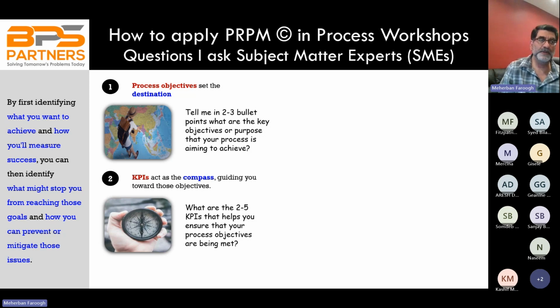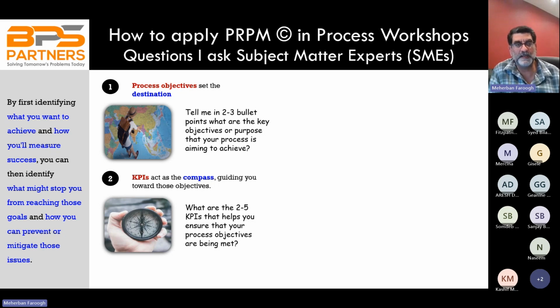Once they come up with the 2 to 3, and I say 2 to 3 can be 4 or 5, but I'm not looking for 10. It cannot be 10 to 15 objectives, right? Typically it's high level. So once they come up with those core objectives, or the purpose as to why that process is there, what the process is aiming to achieve, the next thing I say is, okay, now step back again, relax, think it through, and of all the KPIs that you have, what are those 2 to 5?